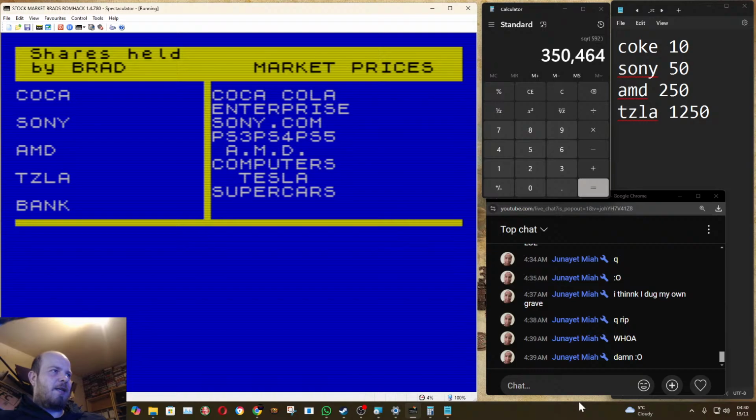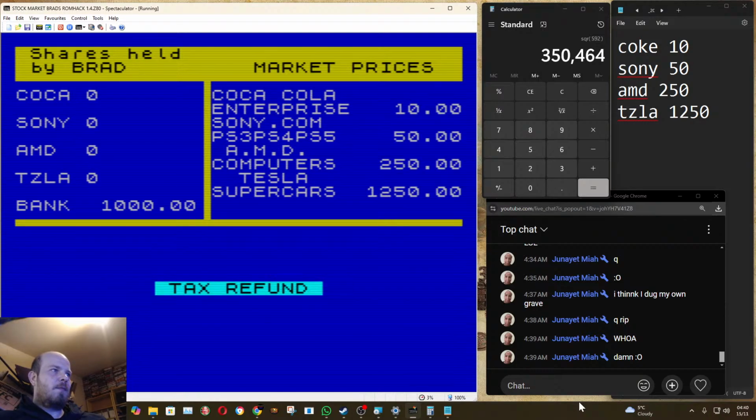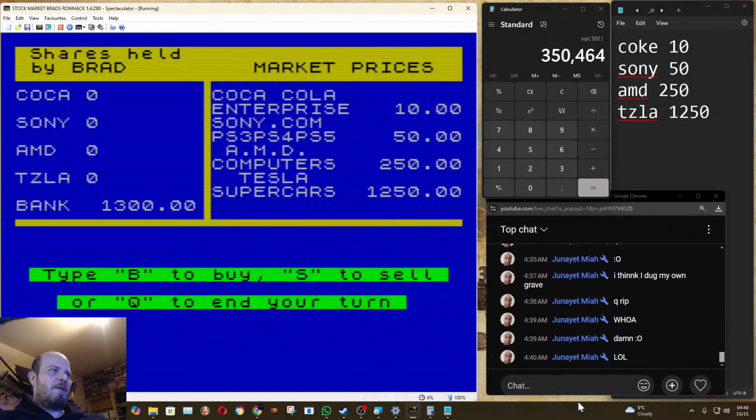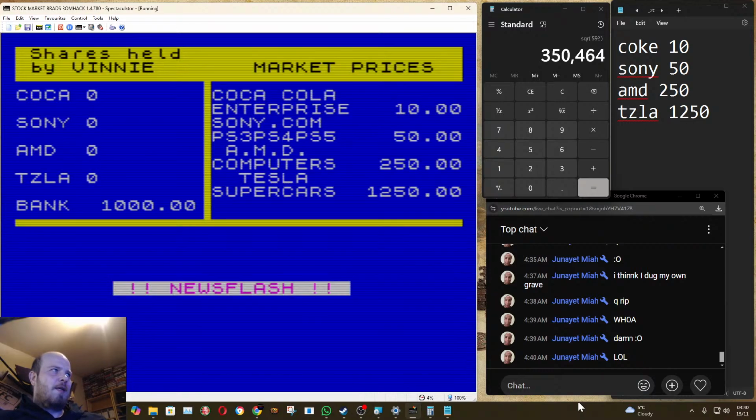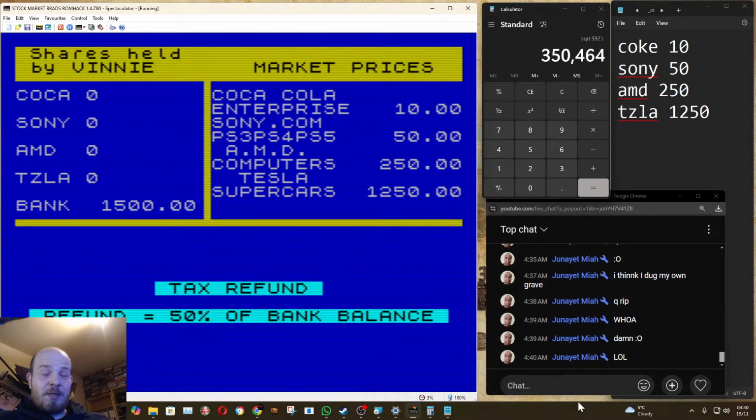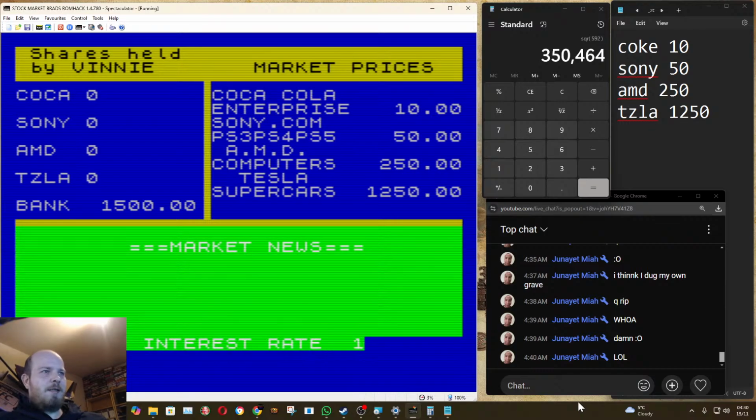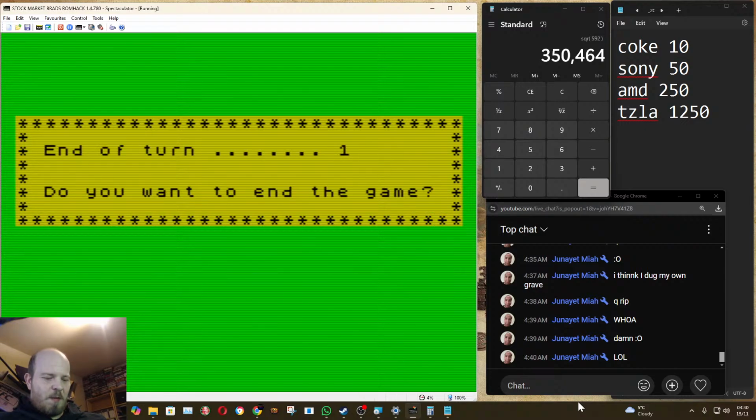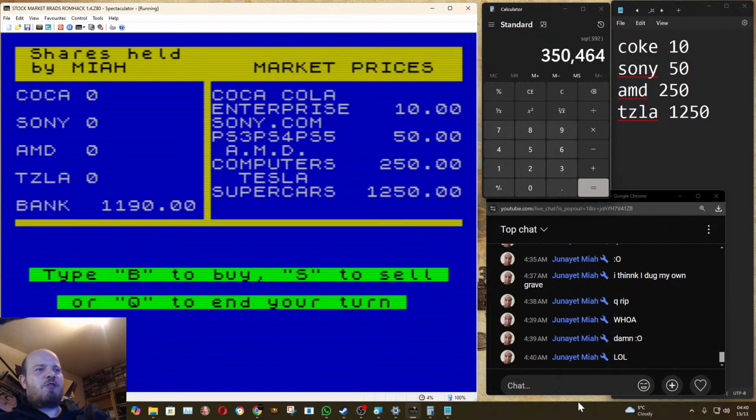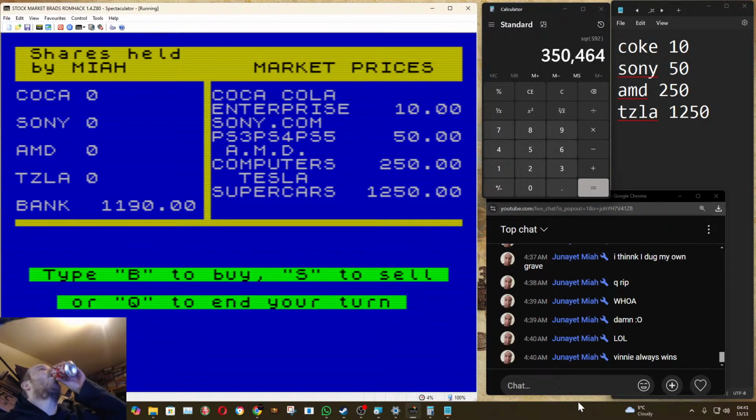And the market's closed again. That's only a 30% tax refund. We'll carry on from there. And Vinny has a 50% tax refund. So Vinny's currently winning. But you'll have more money now because of the interest. So what are you going to do? Because we don't know what's going to go up and down, whatever you choose here will affect the rest of the game.